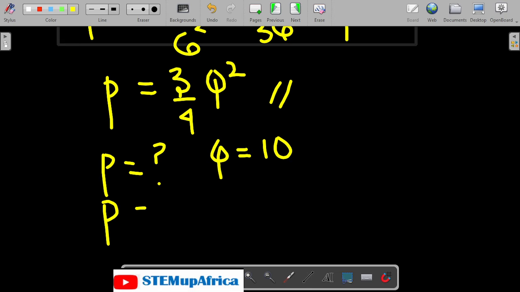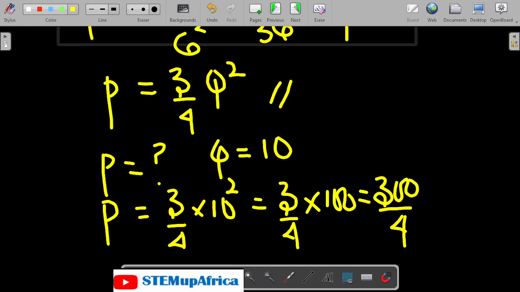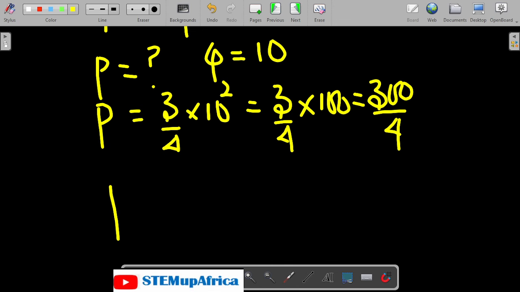So P is now 3/4 times 10 squared, which is 3/4 times 100. So we're having 300/4. So what does that make P? P will give us 75. So this is the solution to the question.